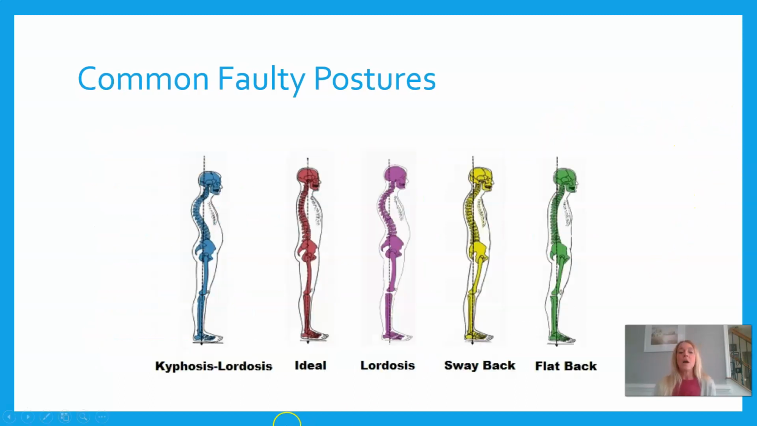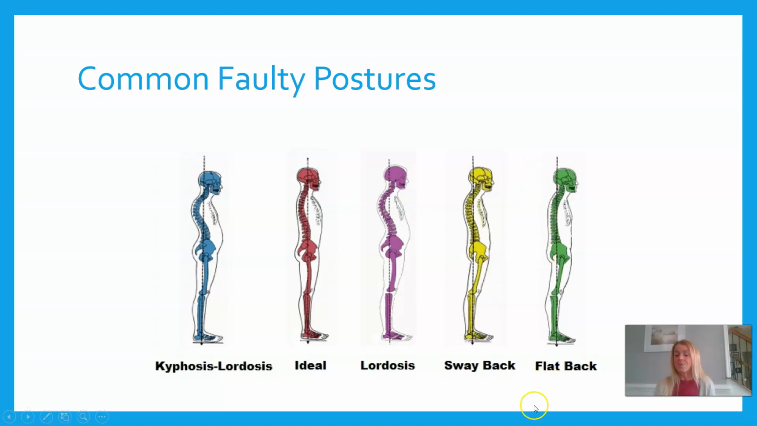So we're going to talk about some of the common faulty postures that you will see. So in this picture, you can kind of see what an ideal posture is going to look like. The first one we're going to talk about is this kyphosis lordosis. It's basically just an exaggeration of both of those curves. We will talk about an increased lumbar lordosis, swayback, which is an increased thoracic kyphosis, as well as a flat back posture as well.